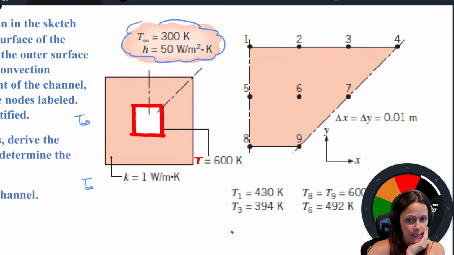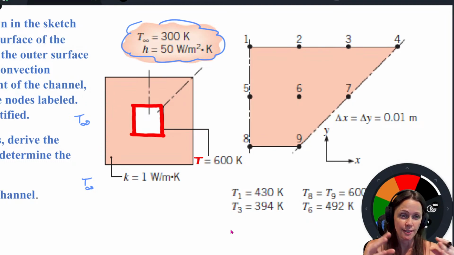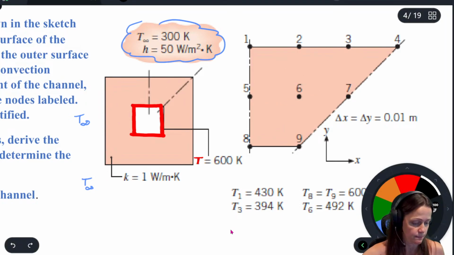So the question is, how do you determine how many nodes per section? It depends on how accurate you need to be, right? The tighter your mesh, the smaller those delta X, delta Y's are, you're going to get a much more accurate depiction of that temperature distribution through your medium, but it's going to be more computation time. So it's a trade-off.